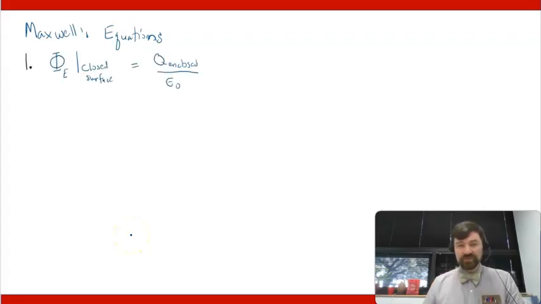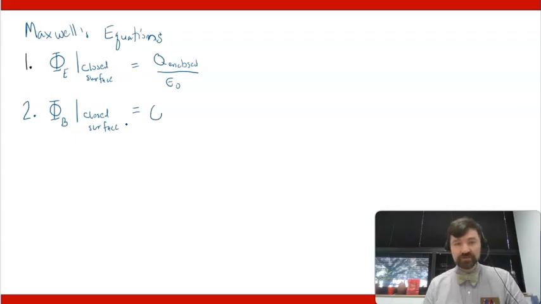Okay, the first one is that the total flux from an electric field through a closed surface is equal to the enclosed charge divided by this permittivity constant. That is also the first one that you learned. That's basically Gauss's law for electric fields. The second one is Gauss's law as applied to magnetic field. This one basically just says that the total flux of the magnetic field through a closed surface is zero.